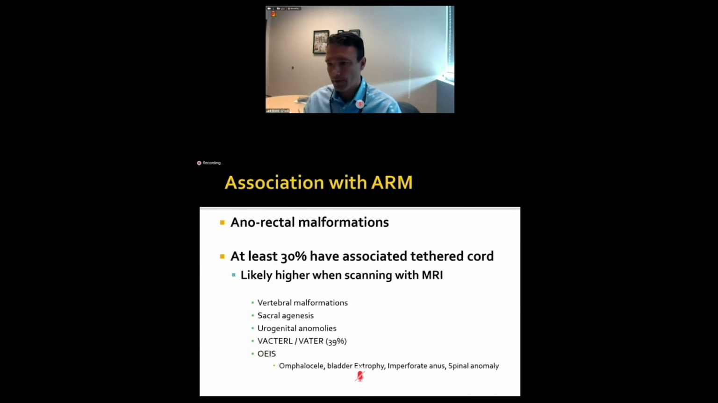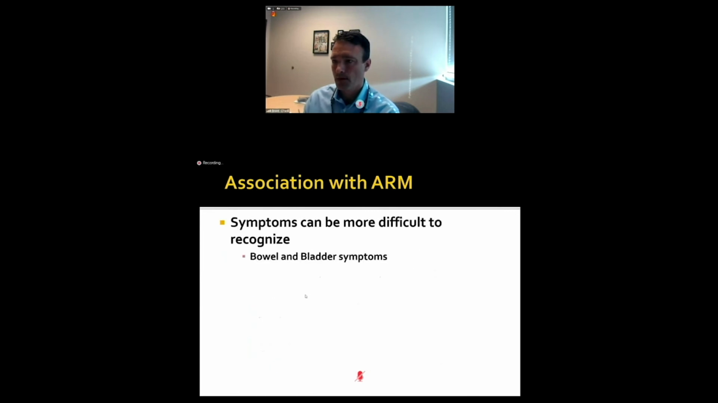Some other associations with anorectal malformations include vertebral malformations, changes in the vertebrae or bones of the spine, sacral agenesis, urogenital anomalies, and VACTERL syndrome. These probably increase your risk of having a tethered cord. Also, patients with anorectal malformations, as mentioned, can be more difficult to recognize, particularly sorting out whether bowel and bladder symptoms are related to the spinal cord or related to other things.